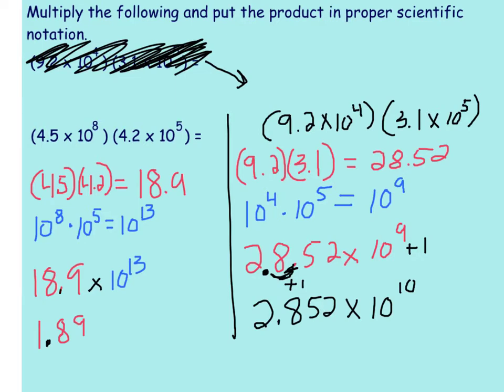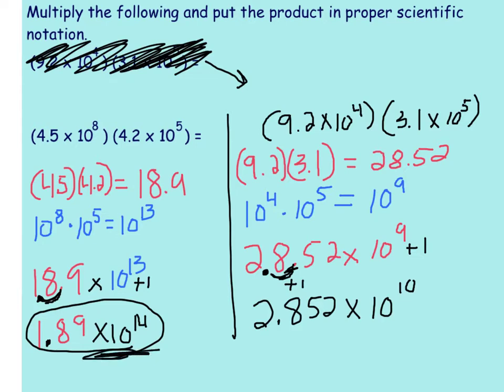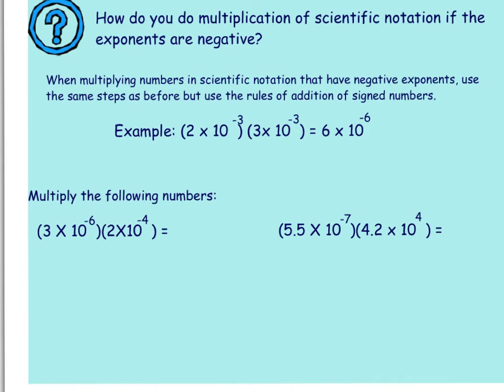So how many spots do I have to move it? I have to move it to right there so it's in the right spot. So that's going to increase by 1. So I'm going to add 1. So 10 to the 14th. There's my answer. 10 to the 14th. So my final answer is 1.89 multiplied by 10 to the 14th, and it is in scientific notation.